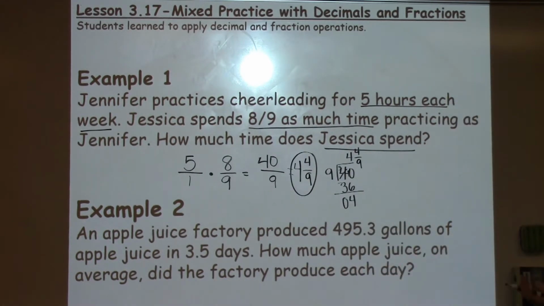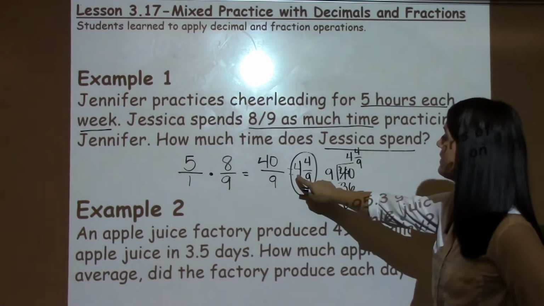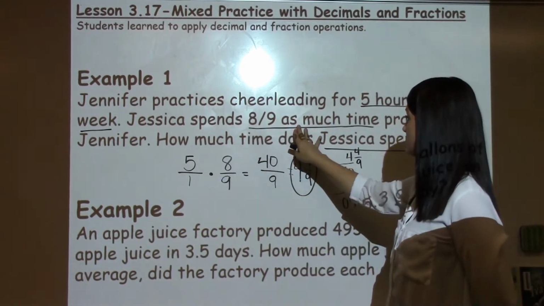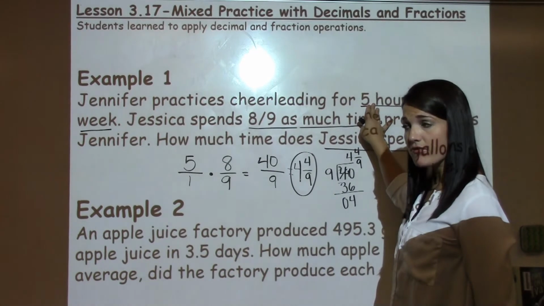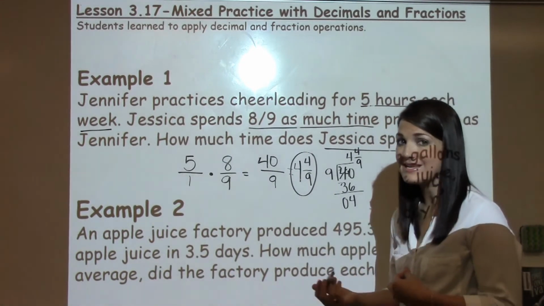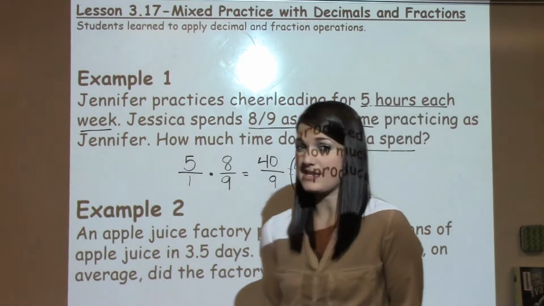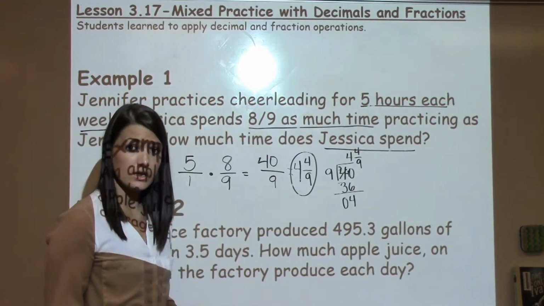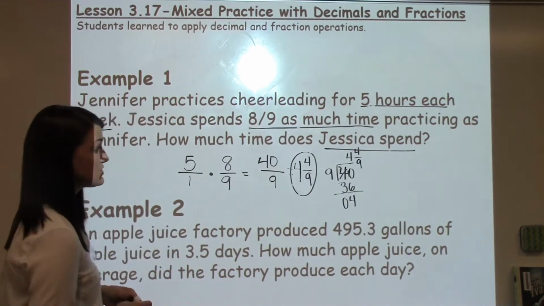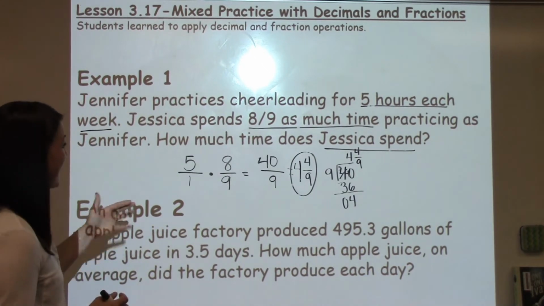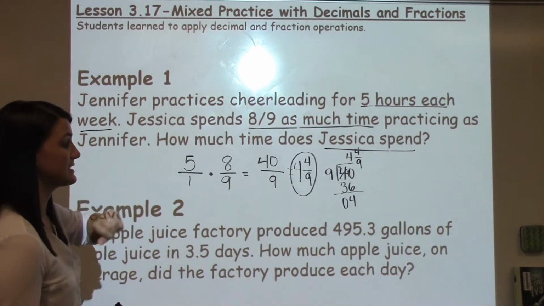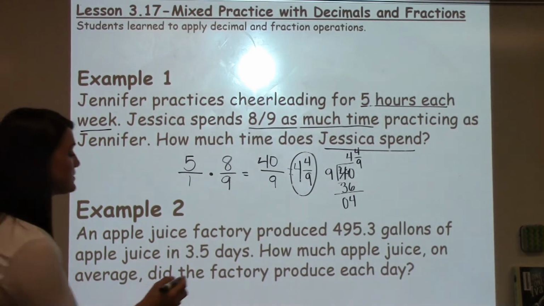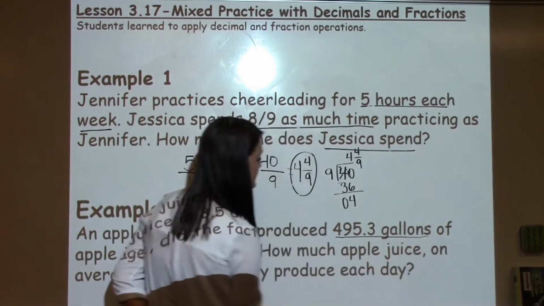So let's think about this answer. How much time does Jessica spend? She spent 4 and 4/9 of an hour. Does that make sense? It said that Jessica spent 8/9 as much time as Jennifer. Jennifer spent 5. Well, 8/9 is very, very close to 9/9, which would be 1 whole, which means that they would have practiced the exact same amount, 5 hours. So is 4 and 4/9 pretty close to 5 as well? Yes. So my answer makes sense and it is reasonable. All right, and I answered everything that they wanted me to do. How much time does Jessica spend? 4 and 4/9 hours.